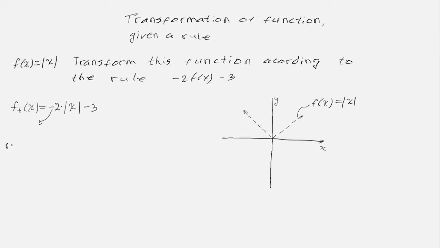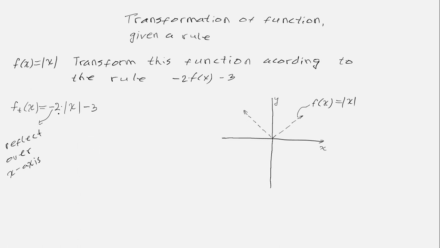Negative will actually reflect the graph over the x-axis. So this graph right here is going to actually end up right there.